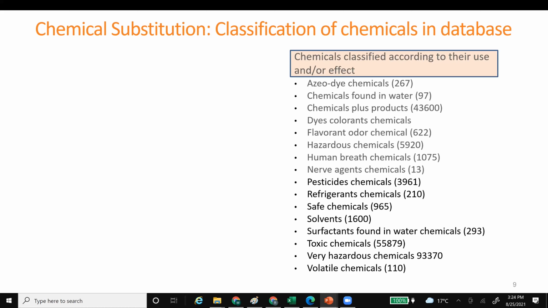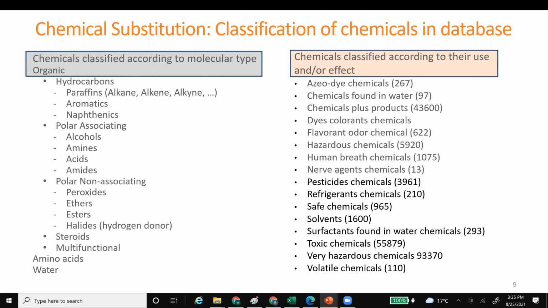But in addition to this, we also do a classification in terms of what kind of molecular type it is, like hydrocarbons with hydrogen and carbon, polar associating with oxygen or nitrogen atoms, or polar non-associating, halides, steroids, multifunctional, amino acids, water. This is just the organic part. We also have the inorganic part. And we will see that this kind of classification has different requirements, and they also provide different kinds of information to us.